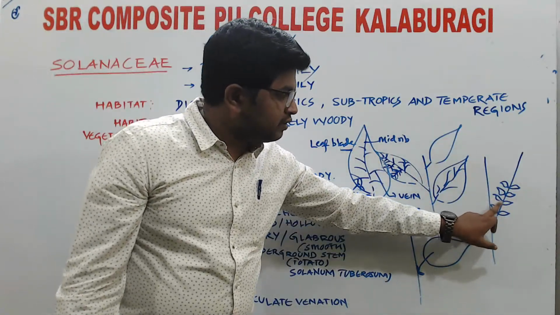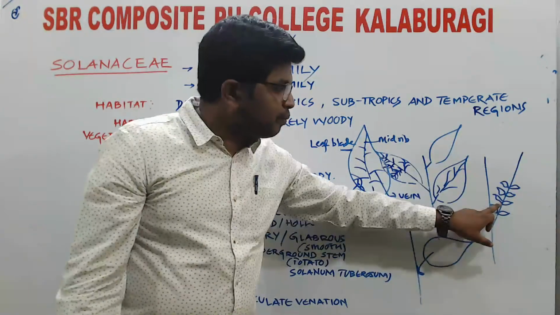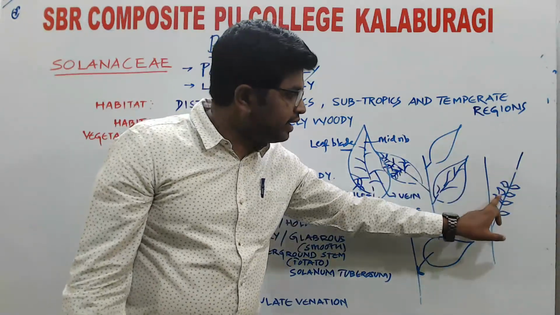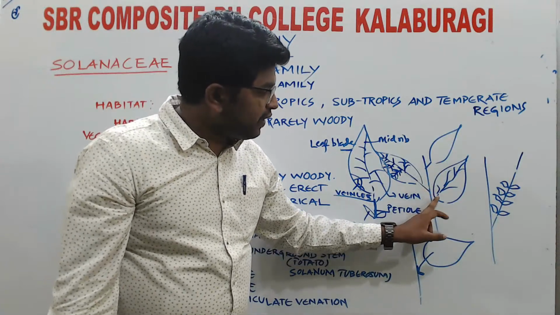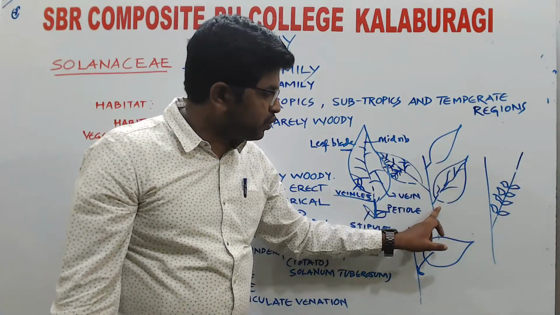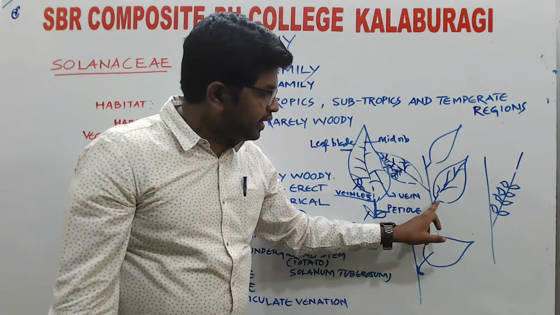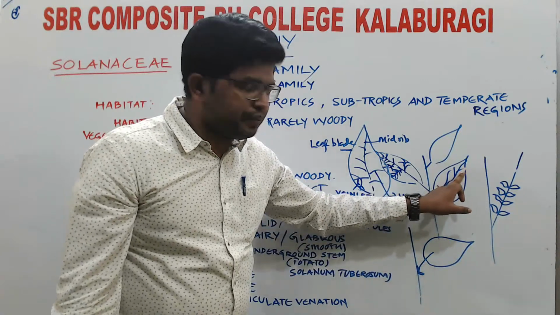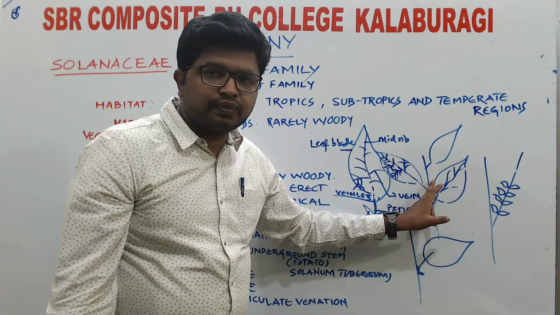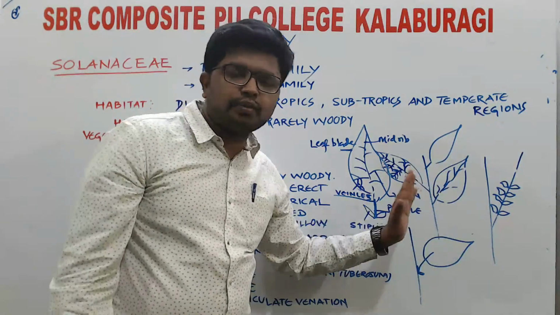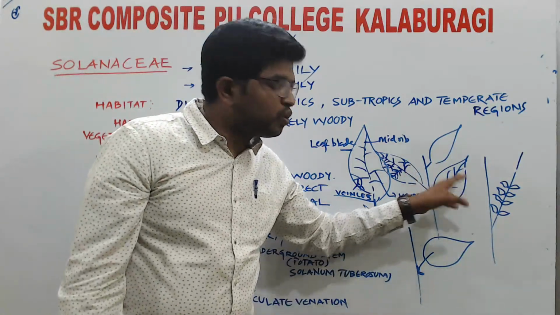These are leaflets. This is the rachis. A compound leaf has a rachis and leaflets, whereas this is a simple leaf. The simple leaf has one leaf held by a petiole. This is the petiole and this is the midrib. You will see the distribution of the veins does not follow a particular pattern. They are distributed throughout the leaf.